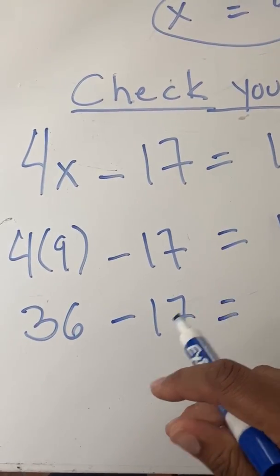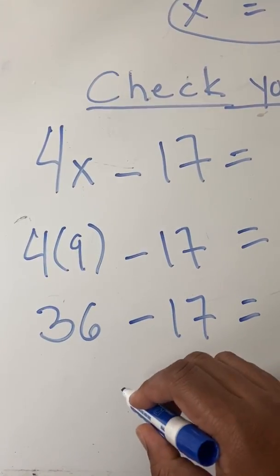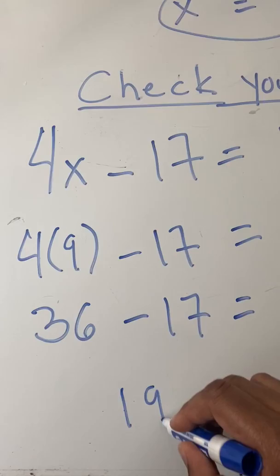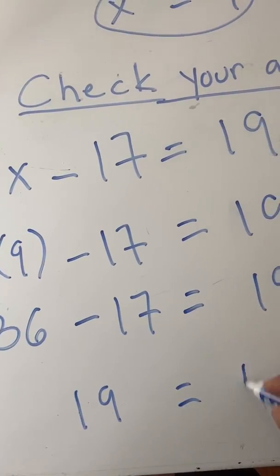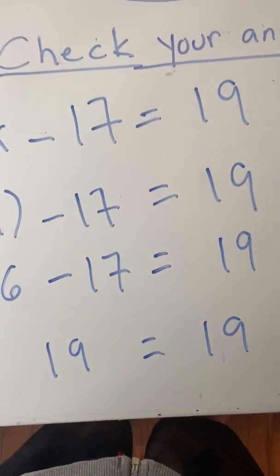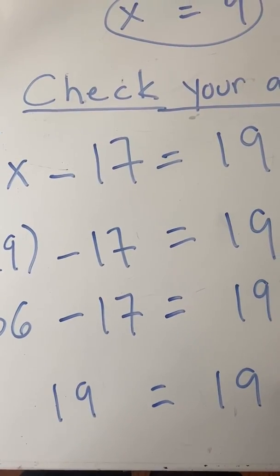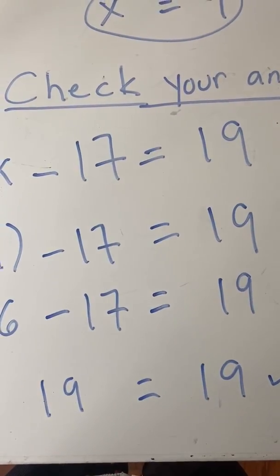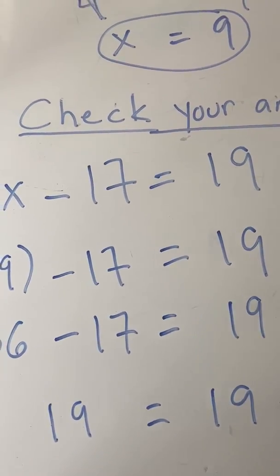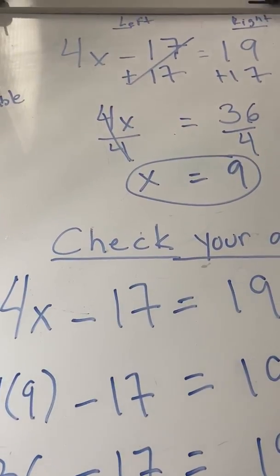And just some basic subtraction, 36 minus 17 is 19, so 19 equals 19. As you see, both sides of the equation balance. They're equal. Therefore, our answer is correct. 19 equals 19. So that's how you check an equation.